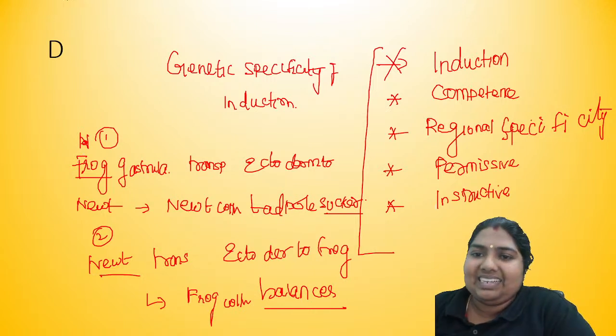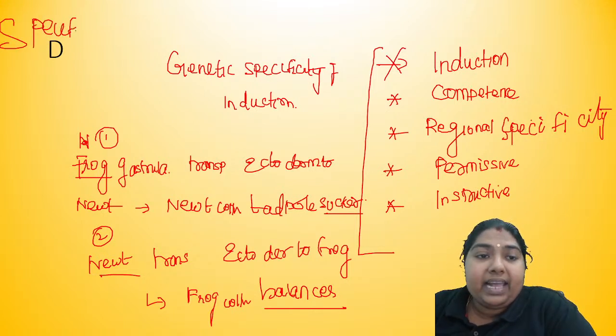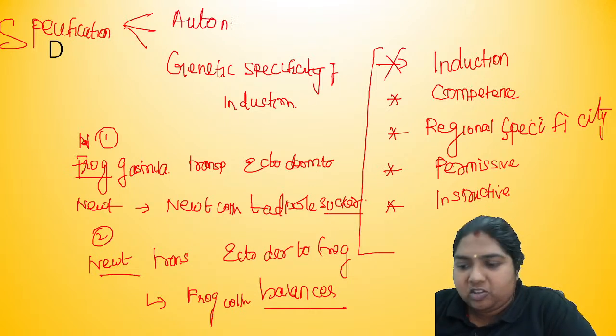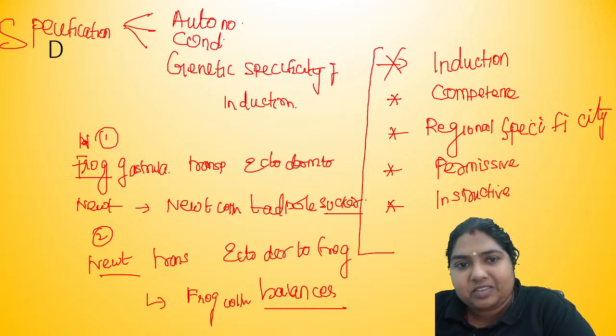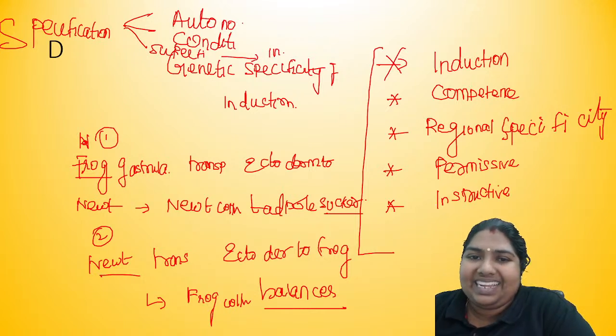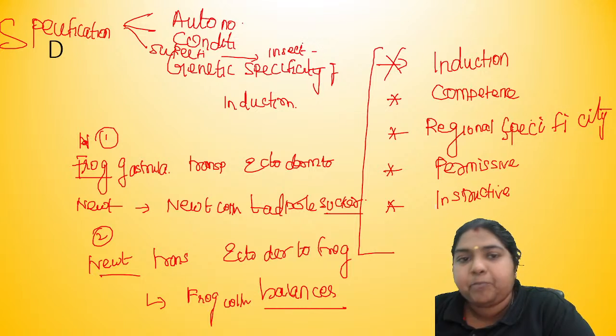What is that? It is going to be the specification. Under the specification, you have three types. One is autonomous specification. Another one is conditional specification. Another one is superficial specification. Superficial is noted only in insects like Drosophila.